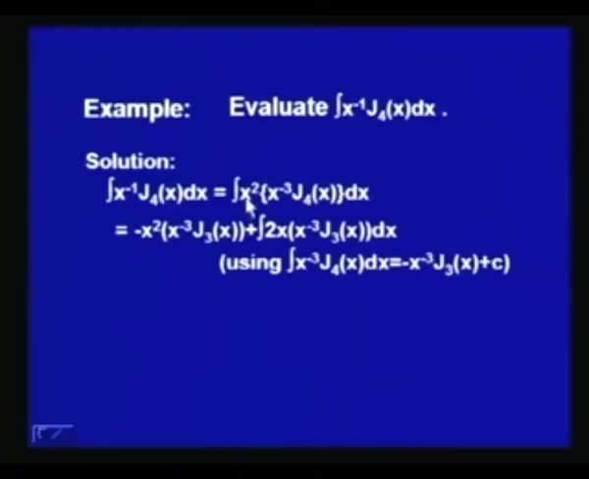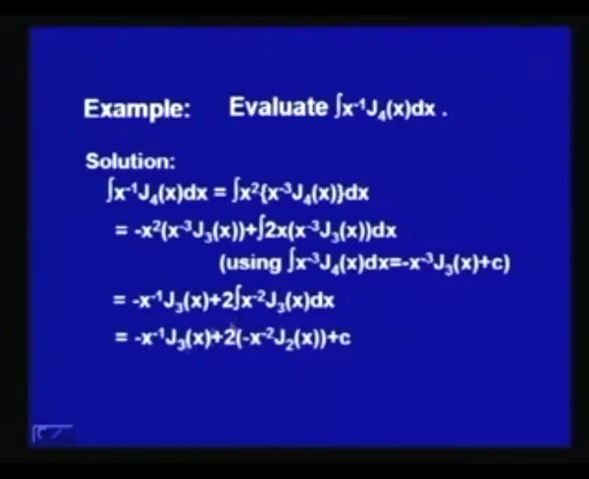So, we have the first function, that is x square, into the integral of x to the power minus 3 J4(x). We have seen earlier it is equal to minus x to the power minus 3 J3(x), and then we have plus the integral of the derivative of x square, which is 2x, times x to the power minus 3 J3(x) dx. So, we are finding the integral by integration by parts, and this becomes minus x to the power minus 1 J3(x) plus 2 times the integral of x to the power minus 2 J3(x) dx.